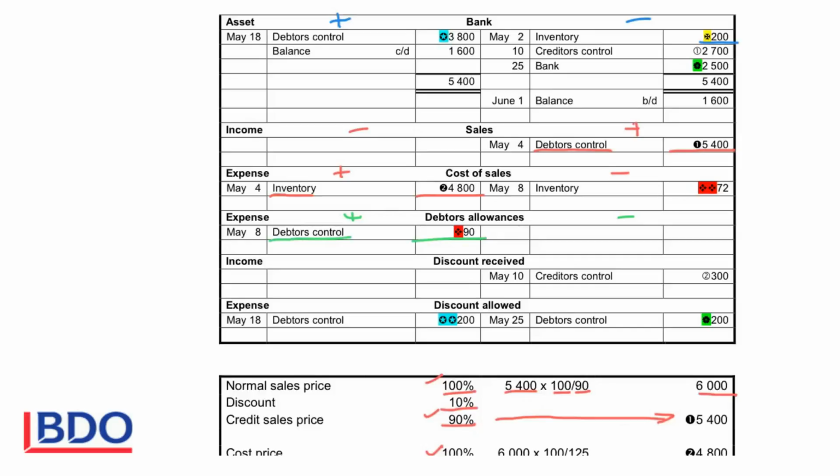Now we have to calculate what is the cost price of these goods, because when we sell goods, we do two double entries. One double entry at sales price and one double entry at cost price. When the debtors return goods, we also complete two double entries. The one double entry at sales price and the second double entry at cost price.